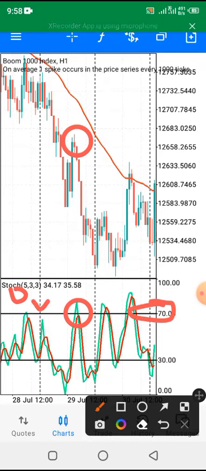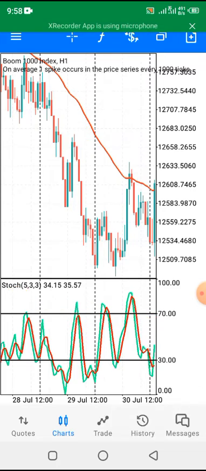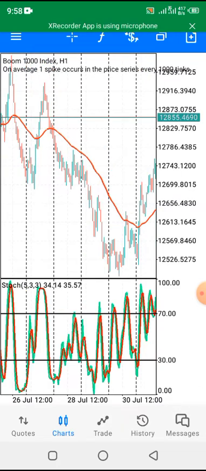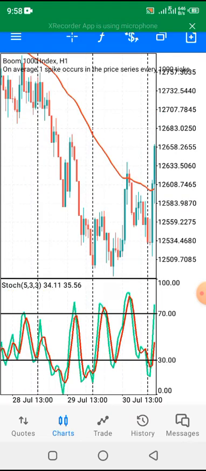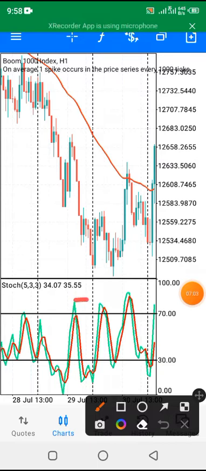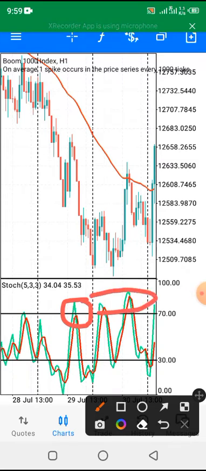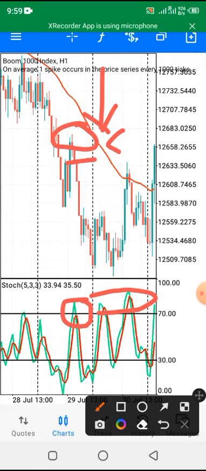As you can see what happened after the crossover around here. Look here, the crossover happened in the 70 region, just above this 70 region. The crossover happened and we were exactly at that place. And you can see price was trading below the moving average. So this means the conditions have been met, so you can sell from here.